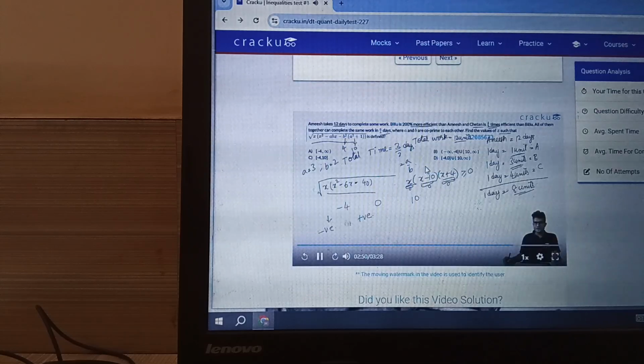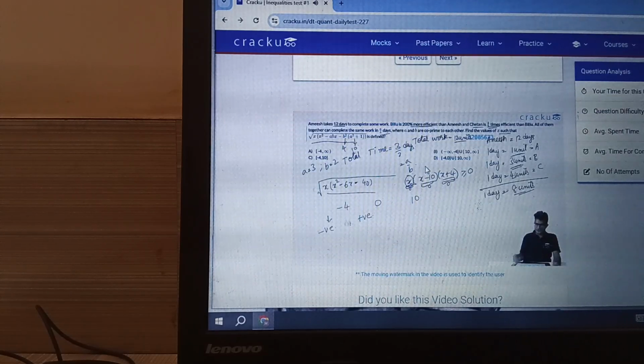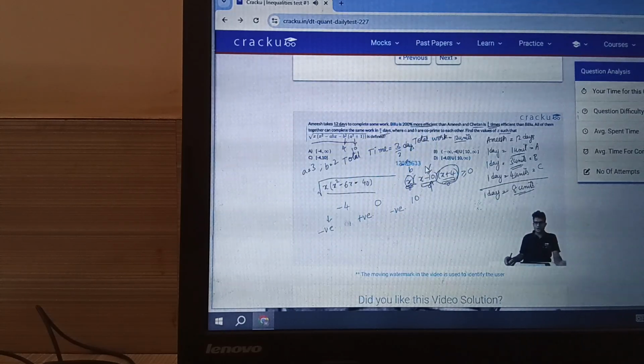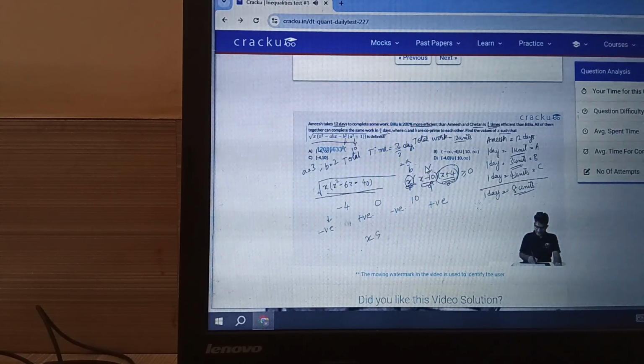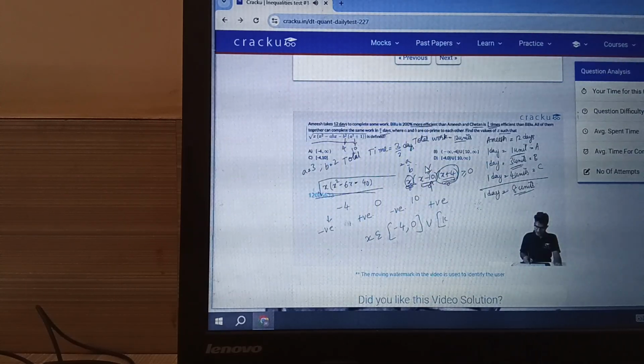Similarly, if it lies between 0 and 10, x will be positive, x plus 4 will be positive, but x minus 10 will be negative. So the overall product will be the product of 2 positive terms and 1 negative term, the negative term being x minus 10. So the overall product will again be negative. However, if x is greater than 10, then all 3 of them will be positive and the overall product will be the product of 3 positive terms. So again, this is going to be positive. So for the given expression to be defined, x has to lie between minus 4 to 0, union 10 to infinity, which is option D.